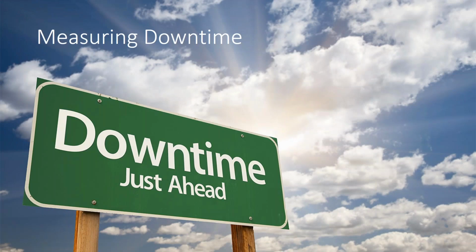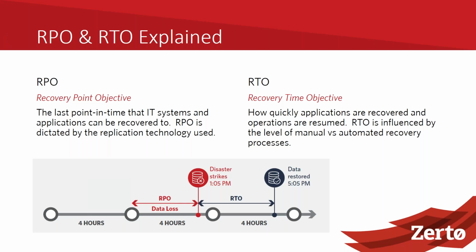So if we move on to actually looking at measuring downtime, how do we quantify this, and how do we work out perhaps the cost of what the downtime is going to be? First of all, it's important to look at these two terms, RPO and RTO, which you'll see come up very, very frequently throughout disaster recovery terminology. Just briefly to sum them up, RPO, your recovery point objective, is essentially the last point in time that you can recover your IT systems and applications to.